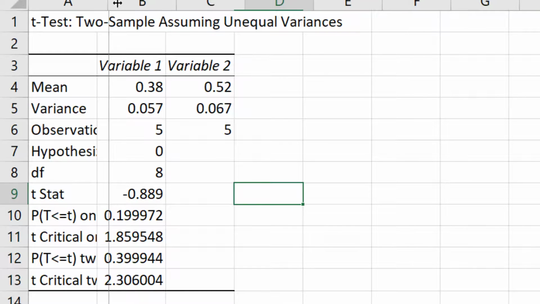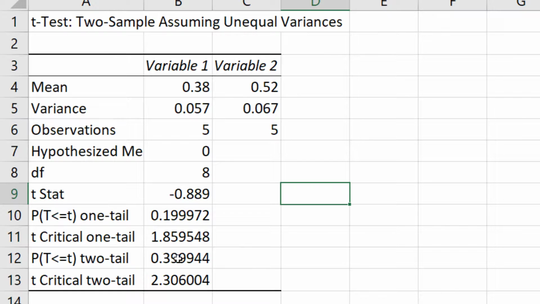The way you read this chart is the following. One way is to look at the p-value. If this value is less than 0.05, then you can state that there is a significant difference in the means. But since this value is above 0.05, you can state that there is no significant difference between the means. Okay, with that confidence level.